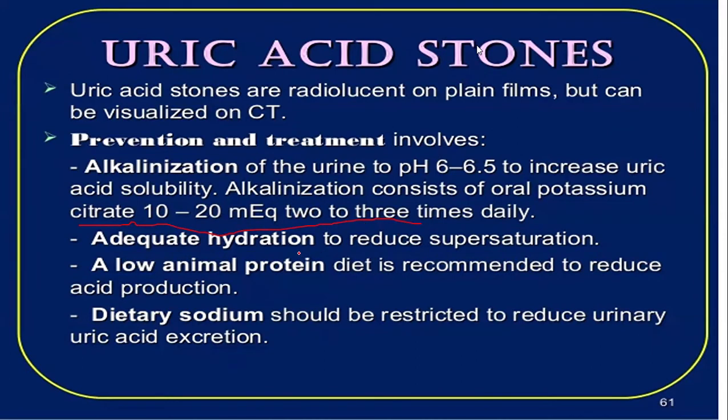So adequate hydration to reduce urinary supersaturation. A low animal protein diet is recommended to reduce acid production. Dietary sodium should be restricted to reduce urinary uric acid and urinary acid excretion. So okay, it's very clear, doctor.